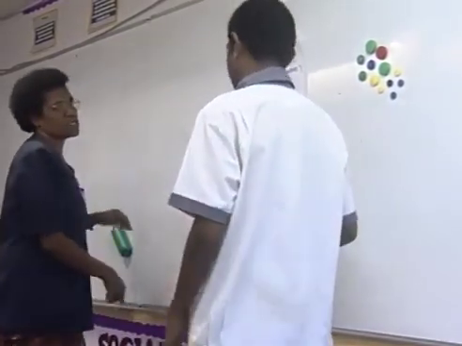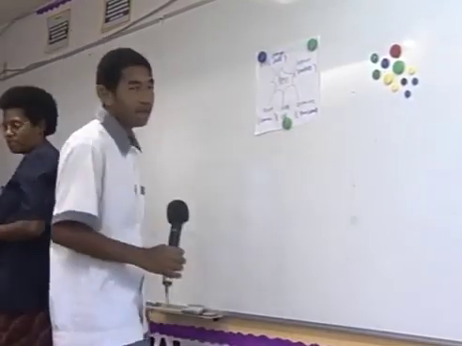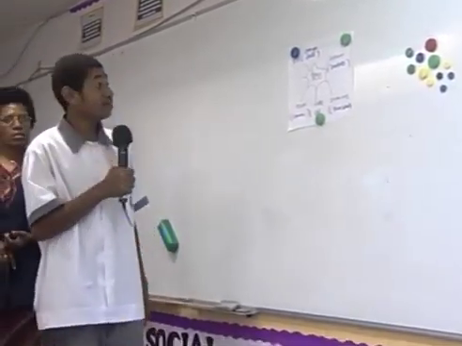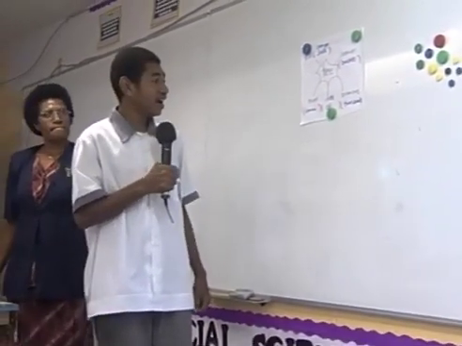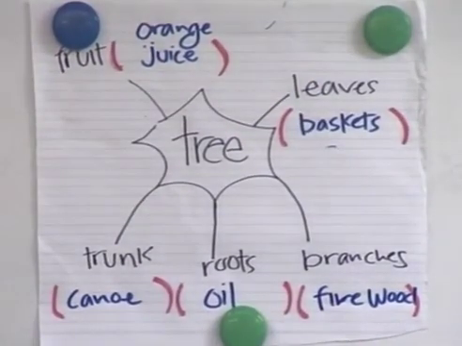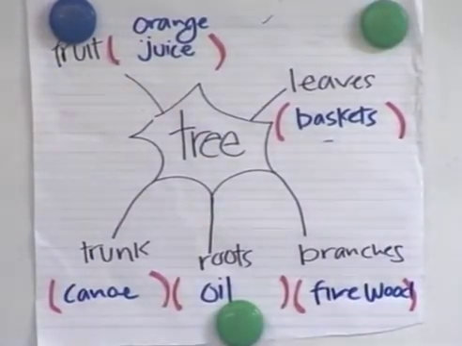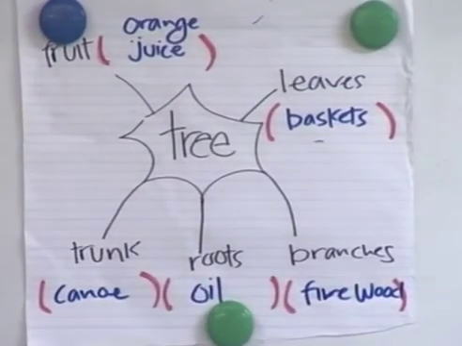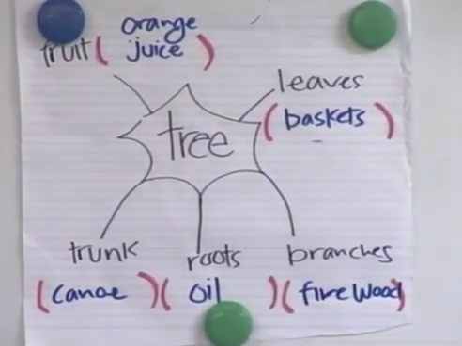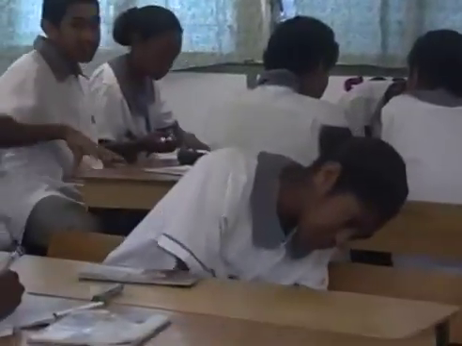Come over here so it gets you properly. For our trunk, we make canoe from it. Branches, we use it as firewood, and for our roots, I listed down oil. In our home province, we use the certain oil from a tree to put on our hair. Thank you very much. Okay, very good. Thank you. Good. Let's have Gail.